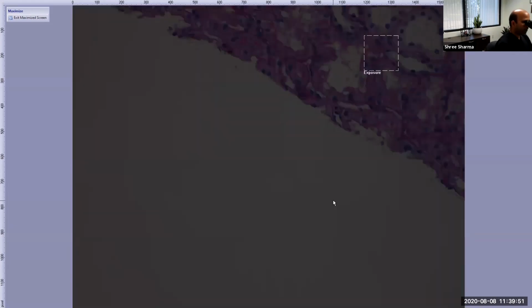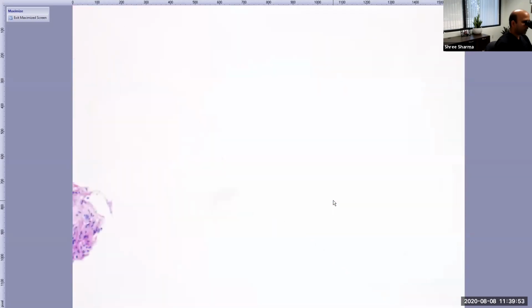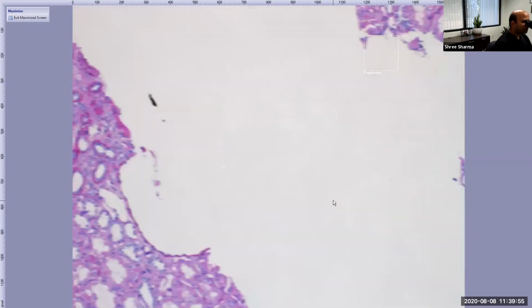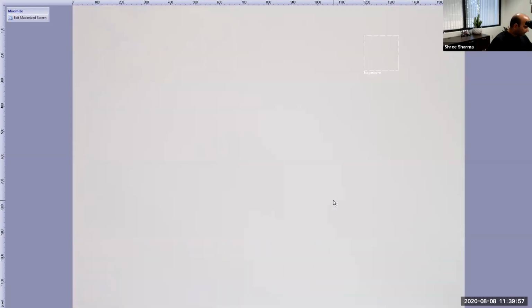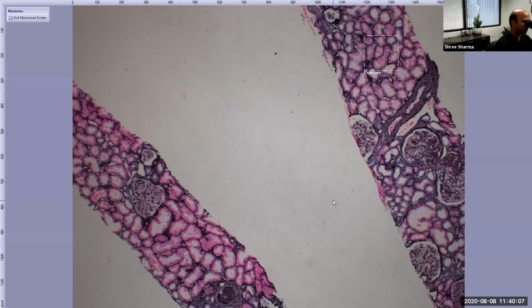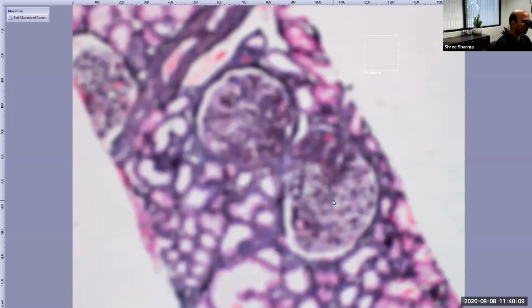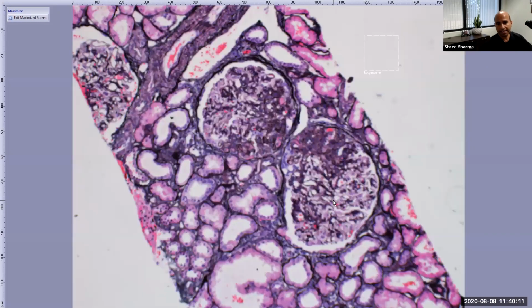Okay. So this was a perihilar variant of FSGS. So next question will be, what does that mean? So Columbia classification between primary and secondary FSGS. Like this is a silver stain, and I wanted to show you that, and I will explain you the rationale.